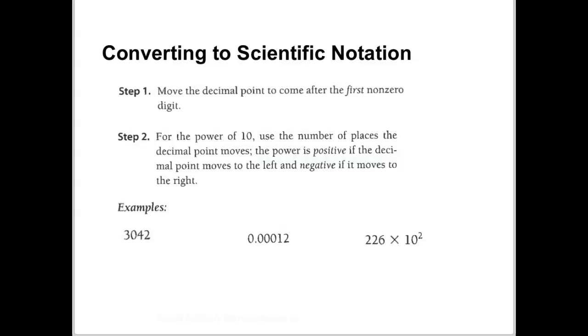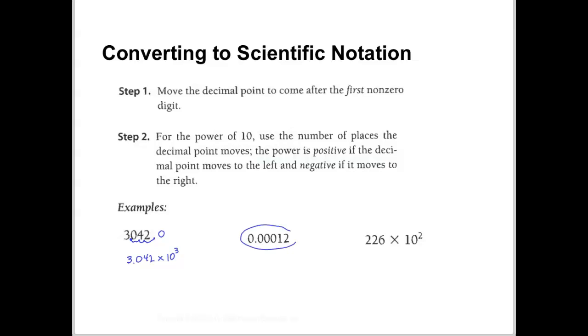So 3,042, technically there would be a decimal right there, right? Because it's 3,042.0. So I'm going to move the decimal place 1, 2, 3 spots to the left. So I'm going to have 3.042 times 10 to the power of 3, since I moved it 3 decimal places to the left. All right, that's a big number, so it has a positive exponent.